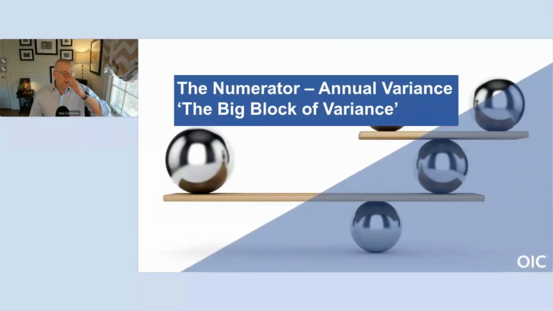blocks. The numerator is annual variance. It's what I call the big block of variance. The reason why I think about it this way is because I find it easier, when I know that implied volatility metrics are annual numbers, to think about using that in an annual way.